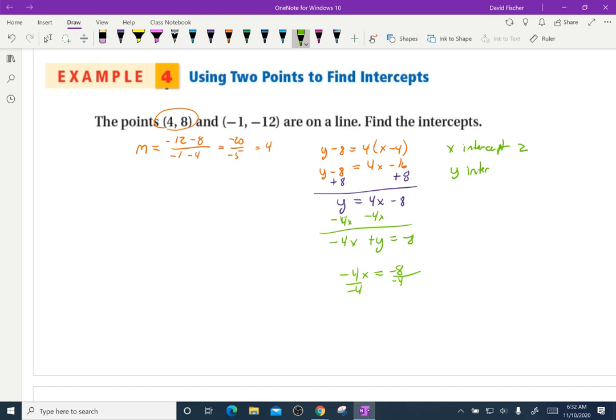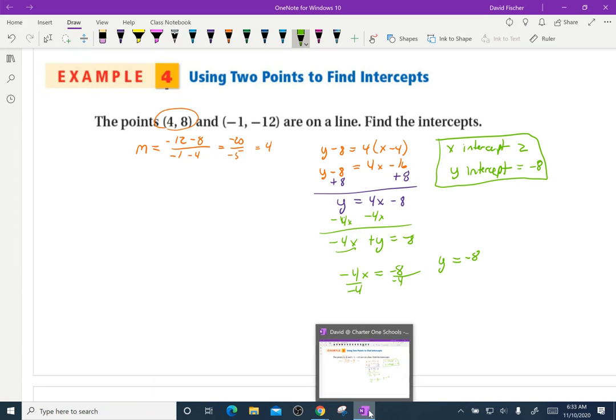Y-intercept, I would put in a 0 for my x. So then my equation says y equals negative 8, and I'm done. It's a negative 8. There's my 2 intercepts. If I was graphing that, I'd put a dot on the x-intercept at 2, a dot at the y-intercept at negative 8, and draw my line.